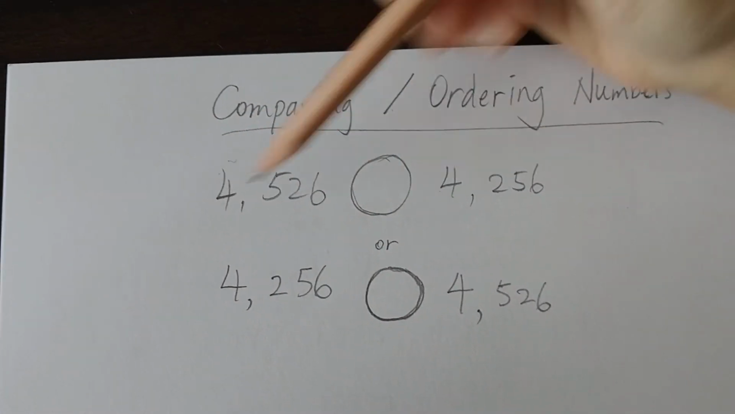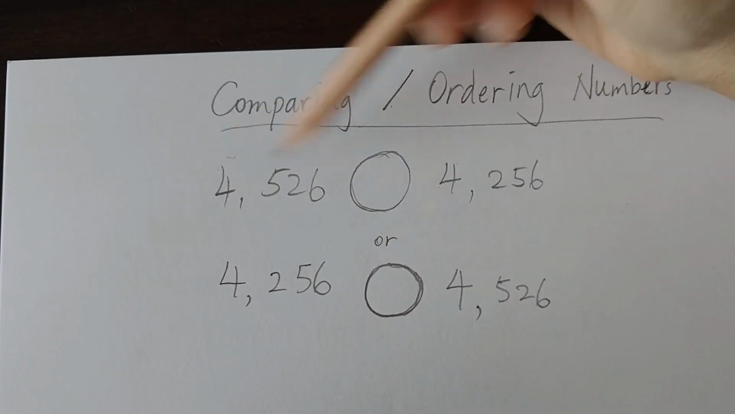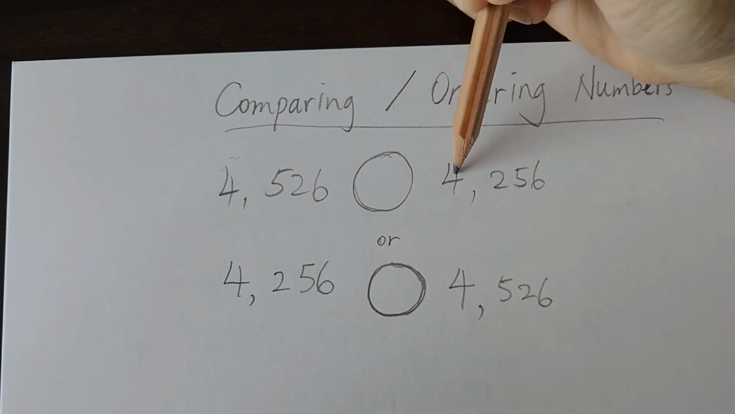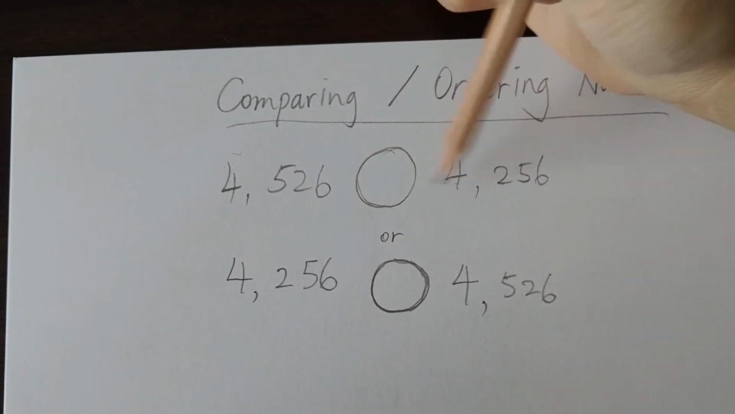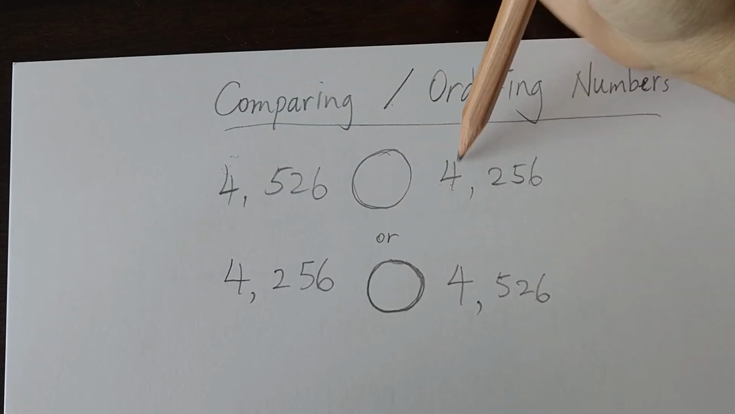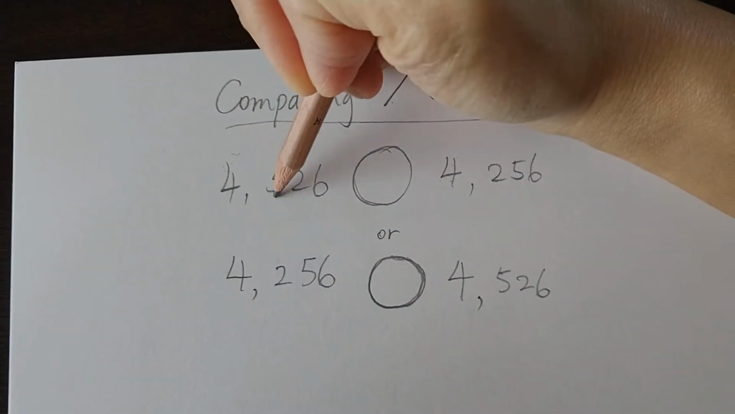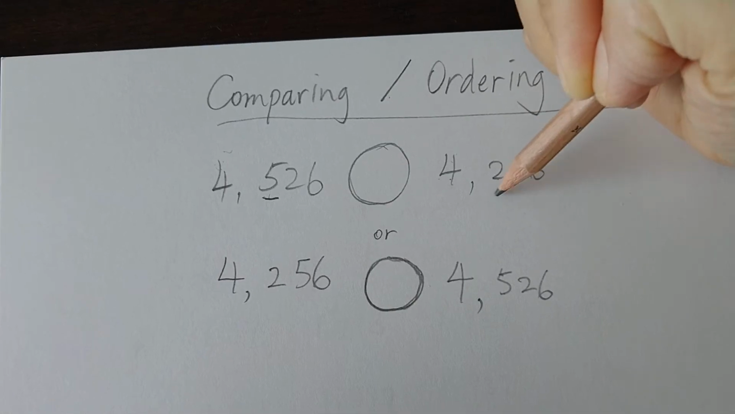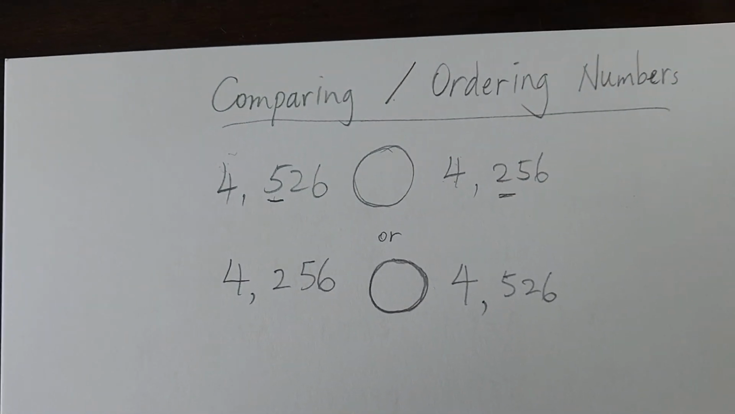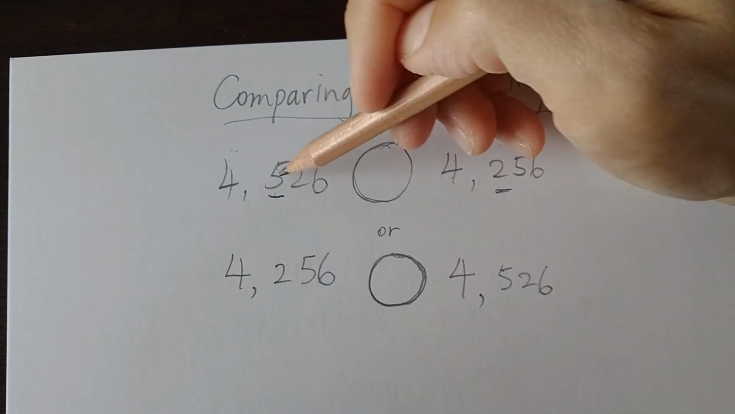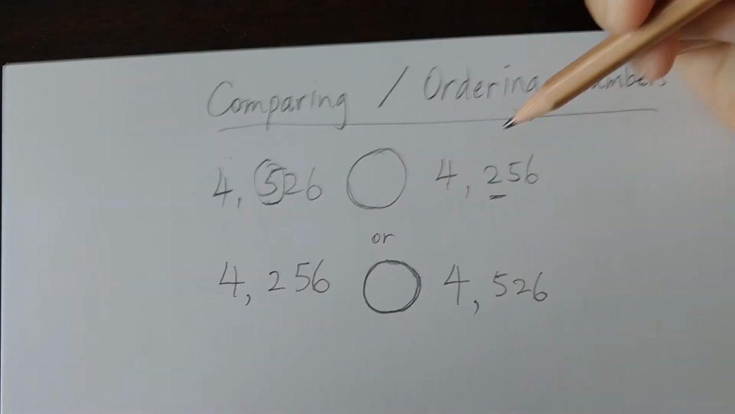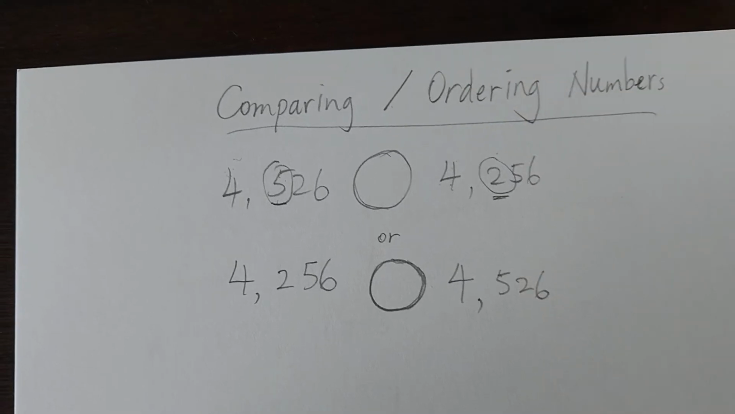We compare the thousands place. We always start with the greatest value. Because they both are in the 4,000s, we are not able to compare them, so we will move on to the hundreds place. I have 500 on one side and 200 on the other side. Because 500 is greater than 200, therefore 4,526 should be greater than 4,256.